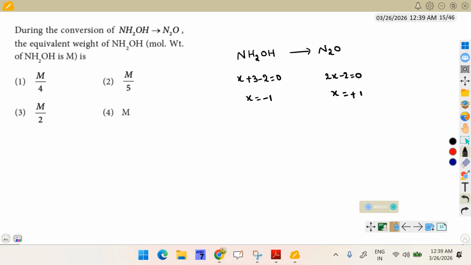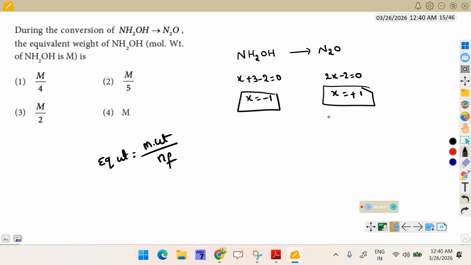During the conversion, NH2OH gives rise to N2O. The equivalent weight of NH2OH: equivalent weight is equal to molecular weight by n factor. In NH2OH, oxidation state of nitrogen is -1. In N2O, oxidation state of nitrogen is +1. Find the difference, 1 minus (-1), so 2. Molecular weight by 2 is the correct answer.